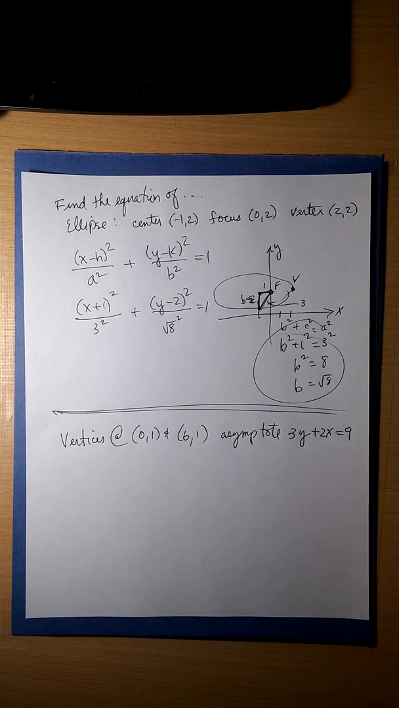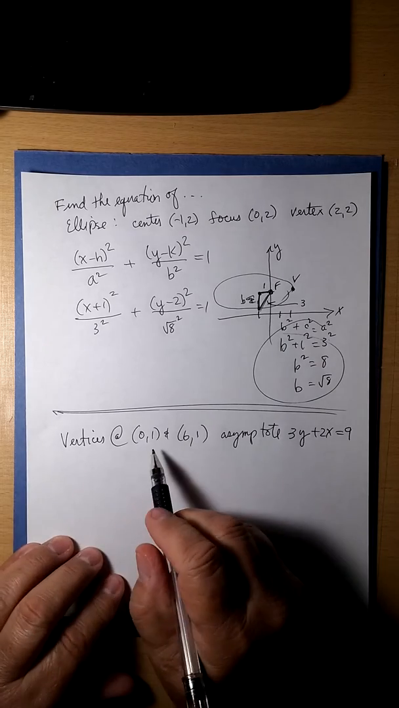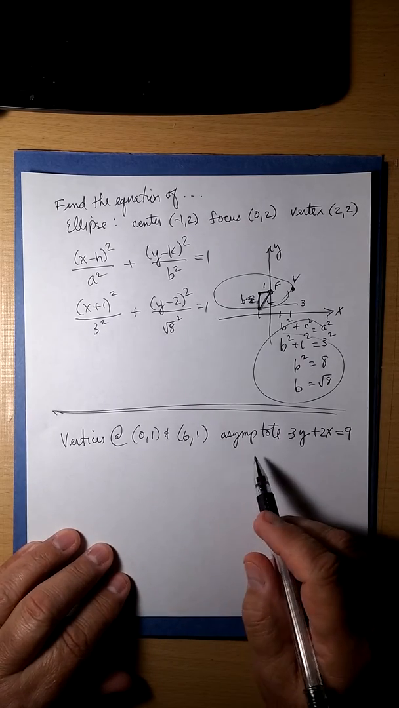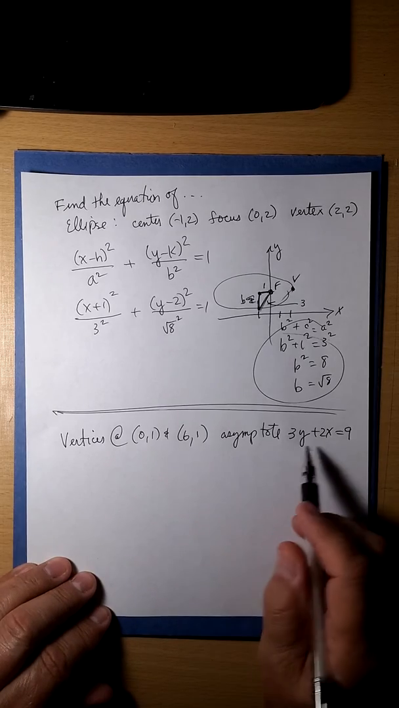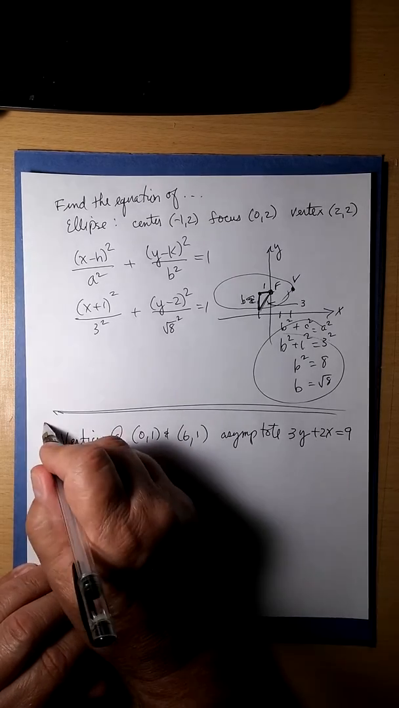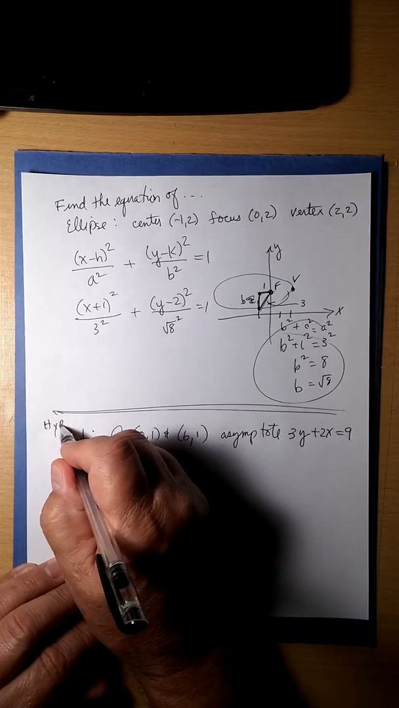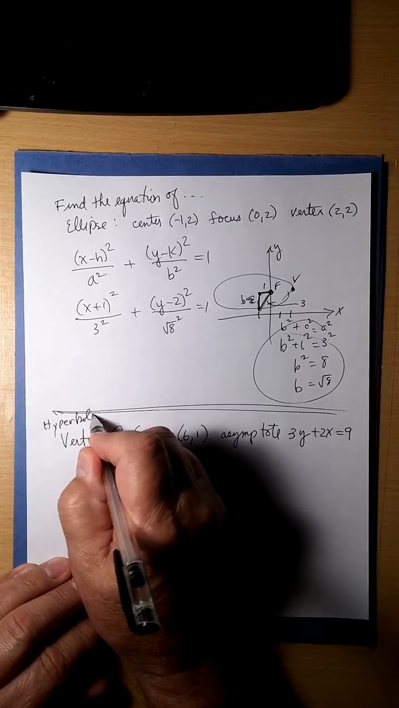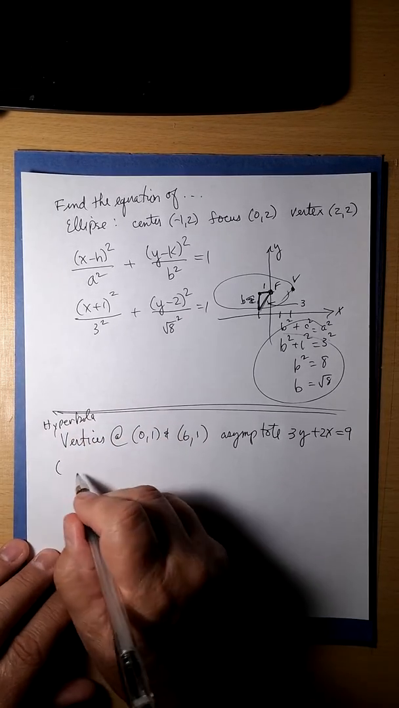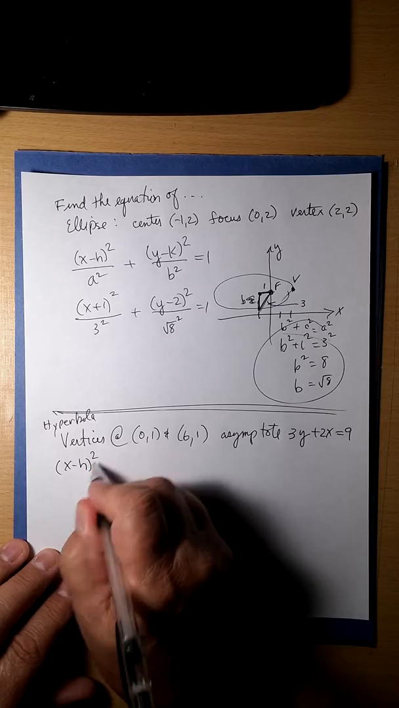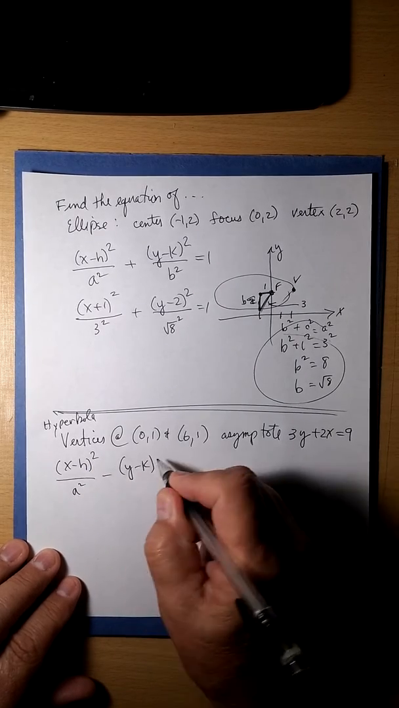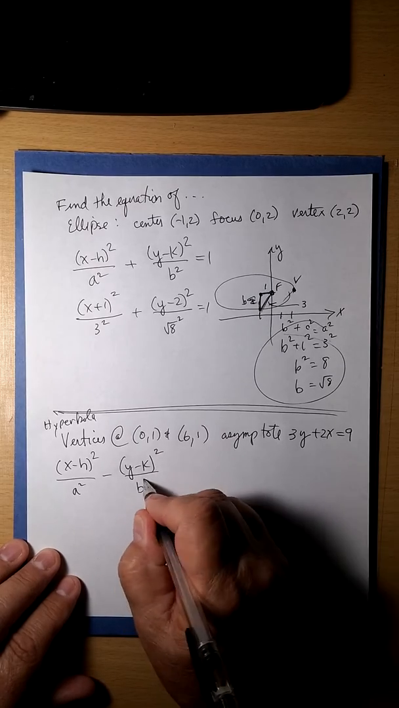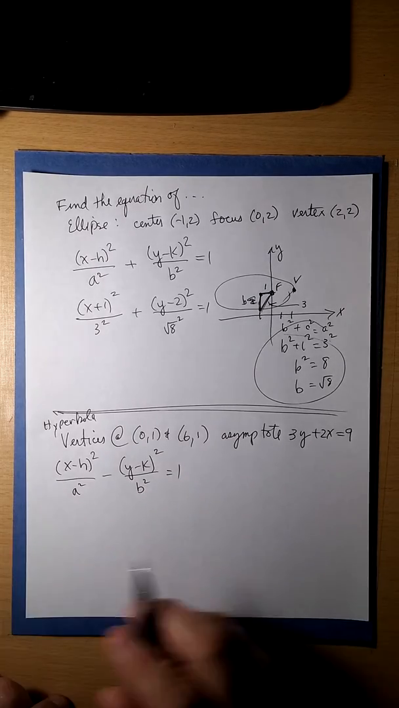Another problem. It says vertices at (0, 1) and (6, 1) with an asymptote with the equation of the line here. Well, if it's got an asymptote, there's only one thing it could be, a hyperbola, which uses x minus h quantity squared over a squared minus y minus k quantity squared over b squared. That's if it opens right or left.